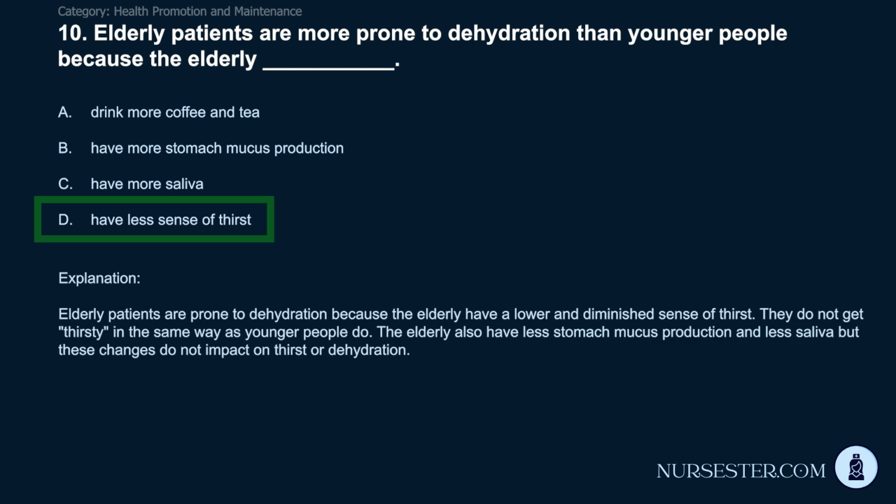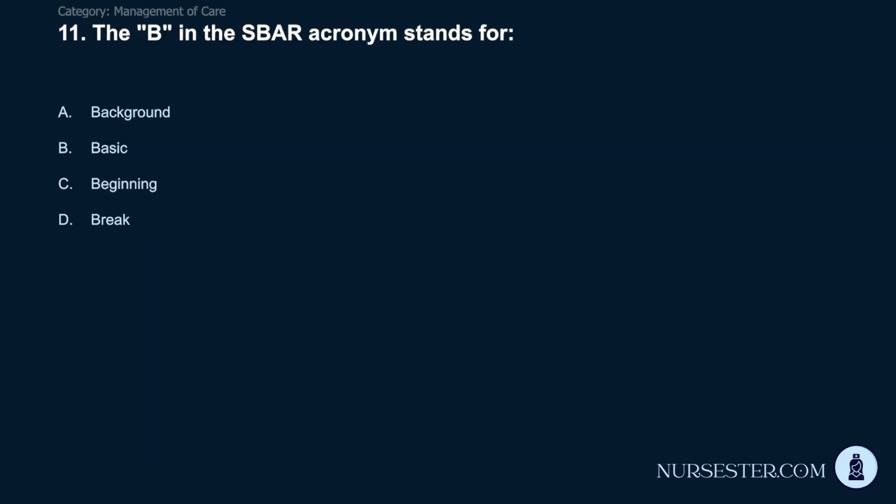Elderly patients are prone to dehydration because the elderly have a lower and diminished sense of thirst. They do not get thirsty in the same way as younger people do. The elderly also have less stomach mucus production and less saliva, but these changes do not impact thirst or dehydration.